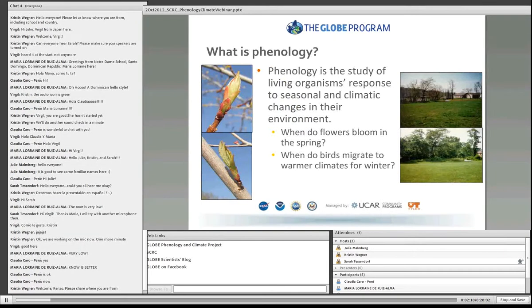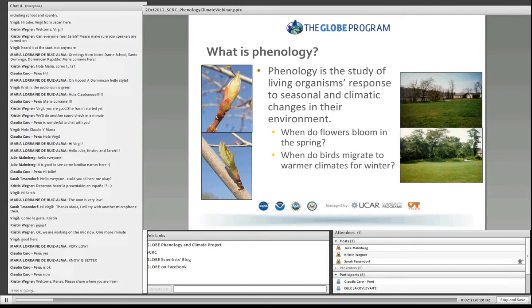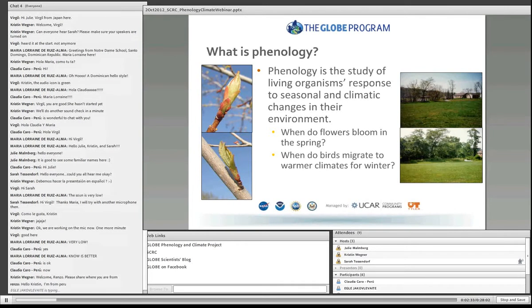So what is phenology? Phenology is the study of living organisms' response to seasonal and climatic changes in their environment. So for example, you might ask, when do flowers bloom in the spring? Or when do birds migrate to warmer climates for winter? Both of these examples would be studied by the study of phenology because plants and animals are all living things, and how they respond to their environment and the seasons is all part of the study of phenology.